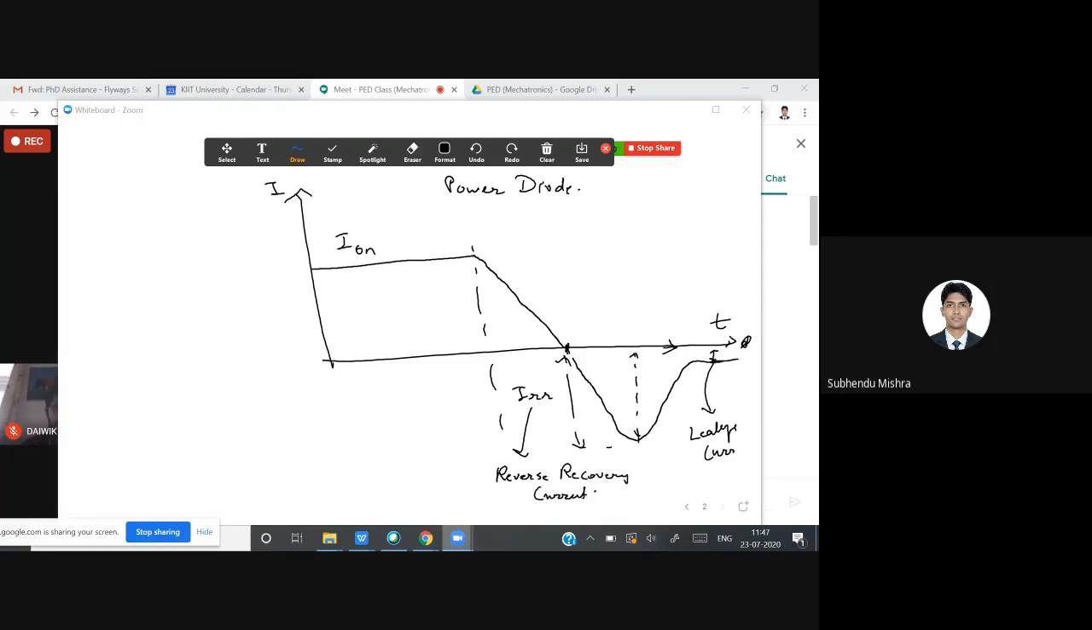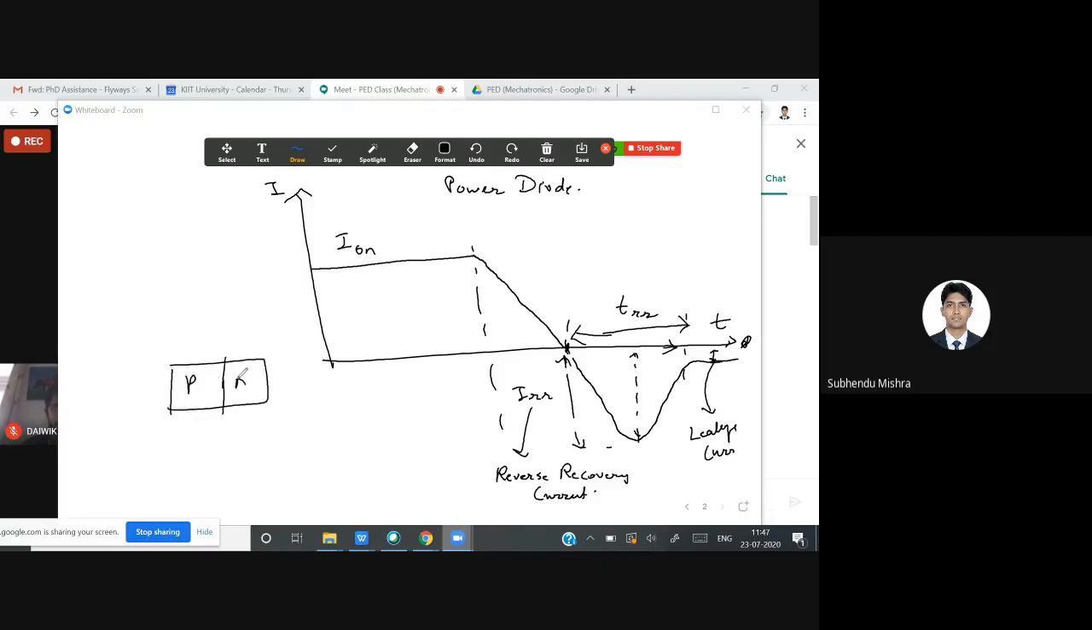This reverse recovery current is there for a particular period of time, from here to here, for the time period of T RR. That is the time period for the reverse recovery. Why is this reverse recovery happening? Because the minority carriers need some time to recombine with the opposite charge and neutralize each other.